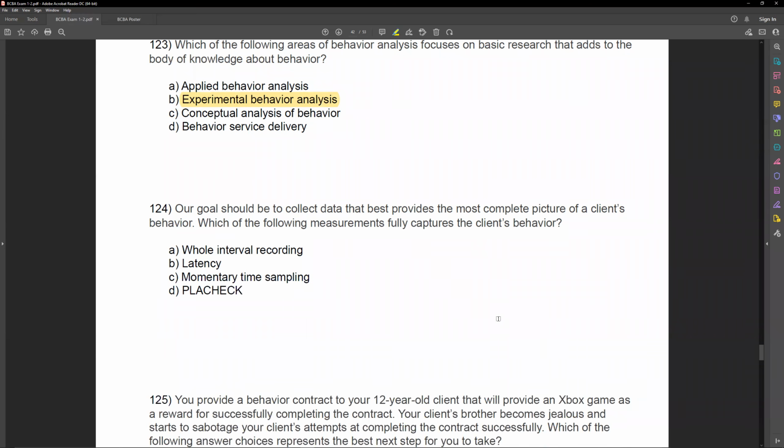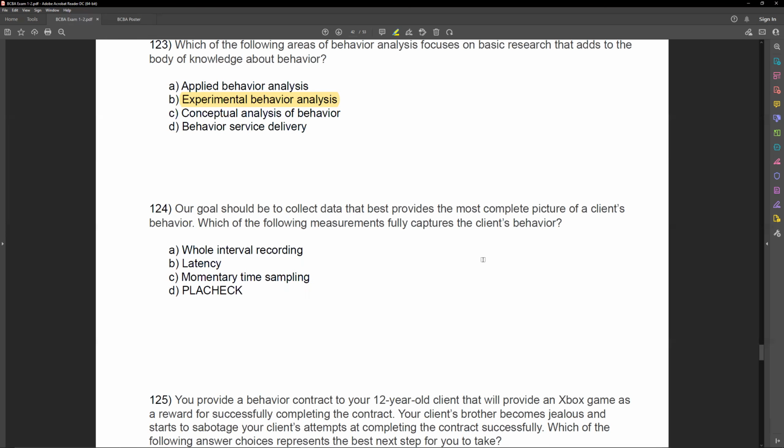124, our goal should be to collect data that best provides the most complete picture of a client's behavior. Which of the following measurements fully captures the client's behavior? Now, the dead giveaway in this question is fully captures. Think about our measurement systems. We have continuous, we have discontinuous, and then we have permanent product. Continuous measurement captures every instance of a behavior. Discontinuous measurement doesn't. Discontinuous measurement is based on these intervals, typically used in group settings or when we have fewer resources or when the behavior happens at a high rate.